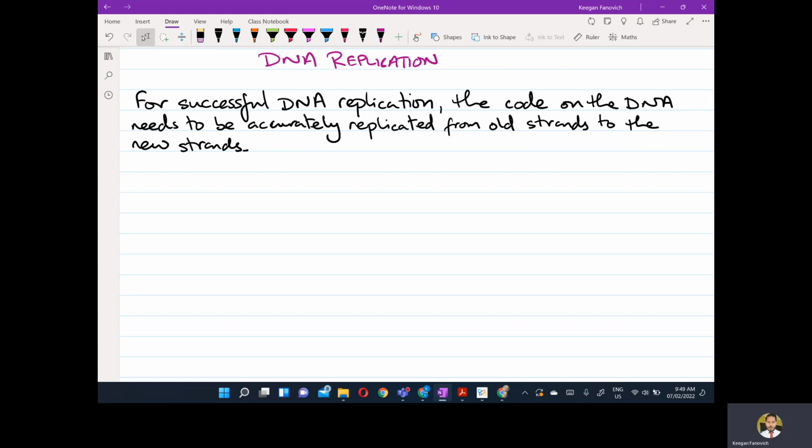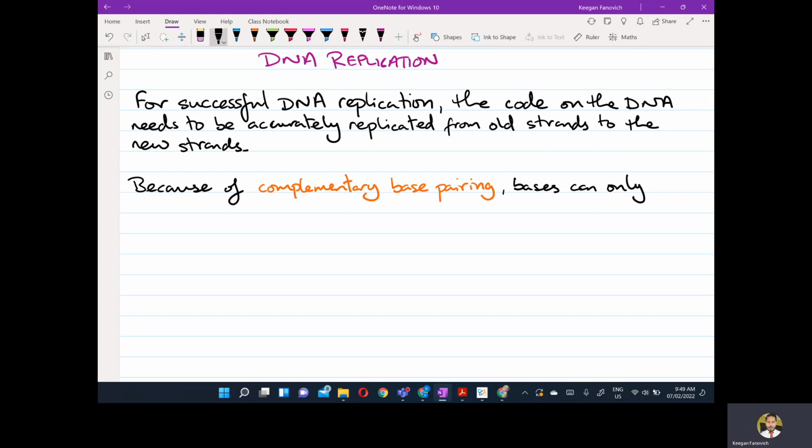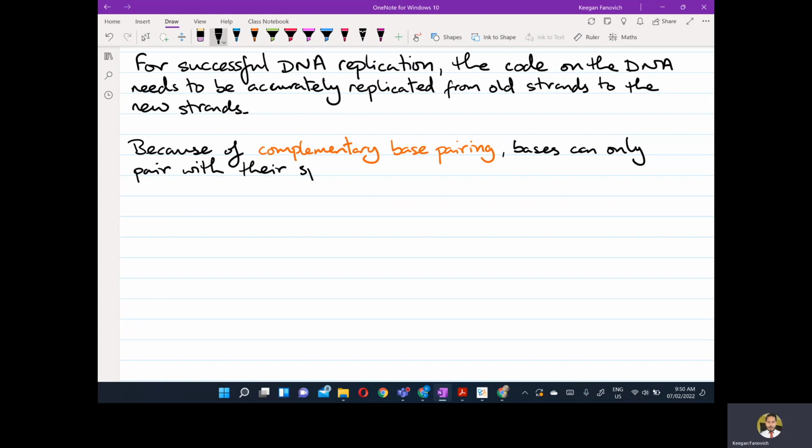That's effectively what they're saying. Now, because of complementary base pairing, bases can only pair with their specific complementary opposite base.